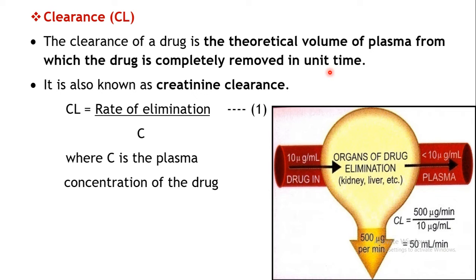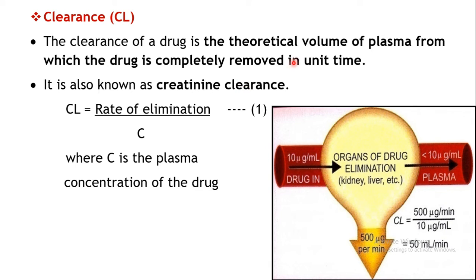So in unit time, how much volume of your plasma is totally freed. That means at the end of this unit time, that is at the end of this 1 minute, this much amount of plasma will be totally free from the drug. Okay. And this particular clearance is also known as creatinine clearance. Now does it make any sense, volume of plasma which is completely cleared of the drug?